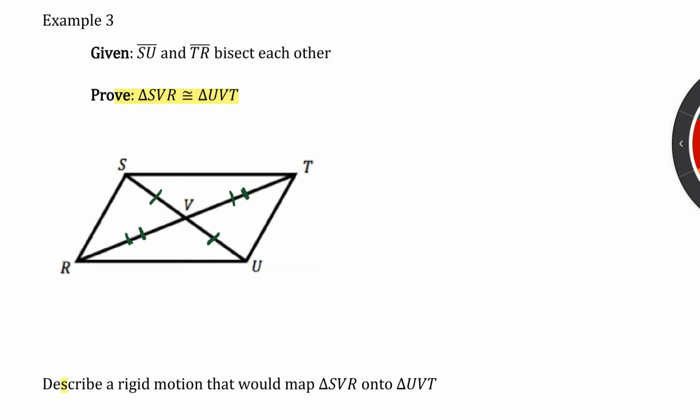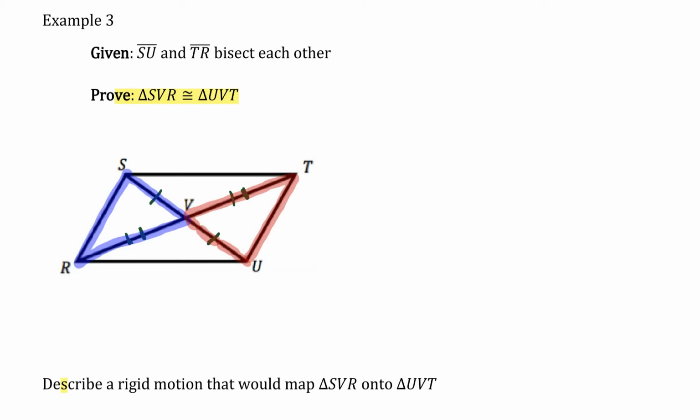So if I look at triangle SVR, and triangle UVT, I'm just looking at those 2 triangles. Now in those 2 triangles I have 2 sets of congruent sides, but I don't have the 3rd set and I don't have an angle. So I'd have to look for something else in my picture.